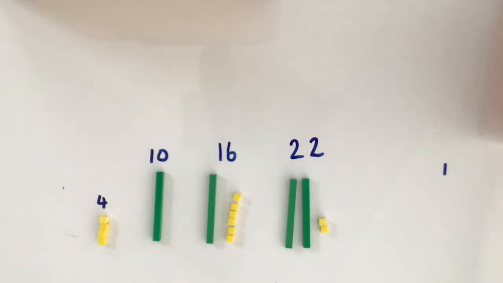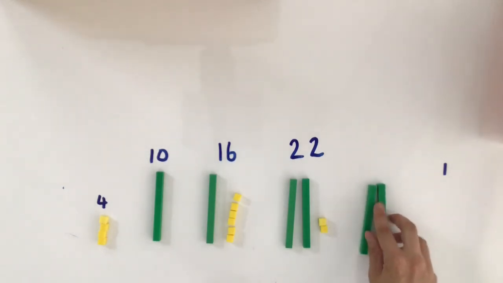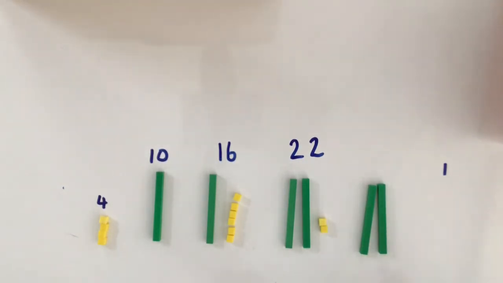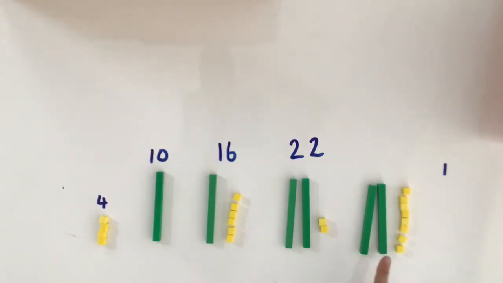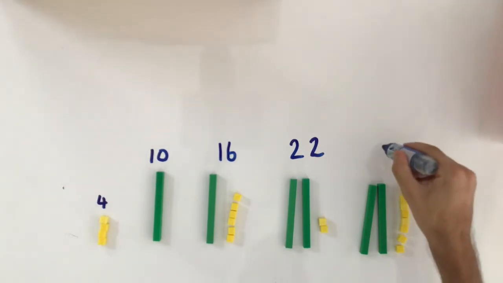And I'm going to do one more to finish off my pattern in sixes. So I go 22, 10, 20, 21, 22. And I add 6 more. 1, 2, 3, 4, 5, 6. So I've got 10, 20, and 8.